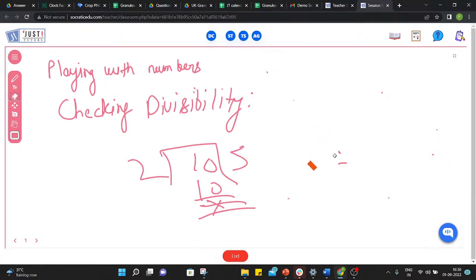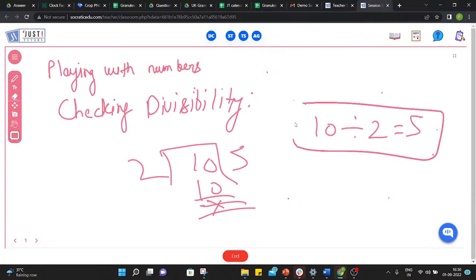10 divided by 2 equals 5, so remainder 0. But if you divide 10 divided by 7, you will get 1 remainder 3. So that means 10 is not divisible by 7. 10 is not divisible by 7 because we are getting 3 as remainder.